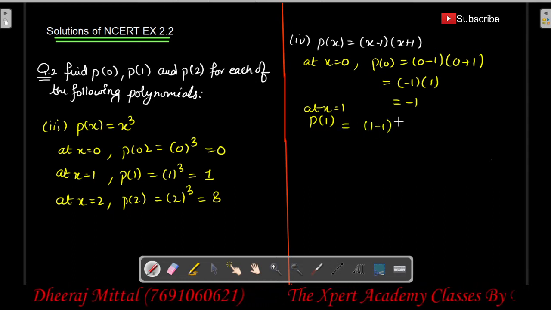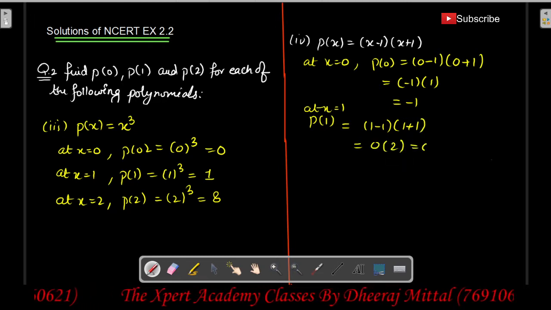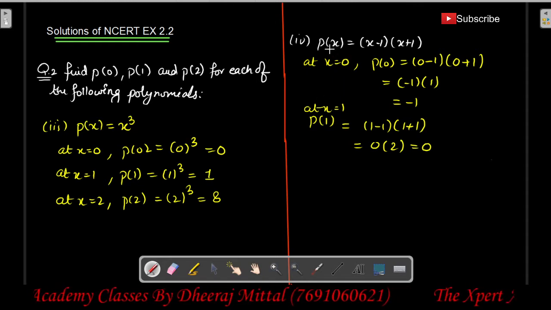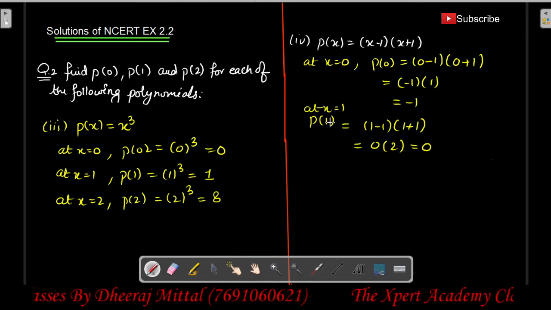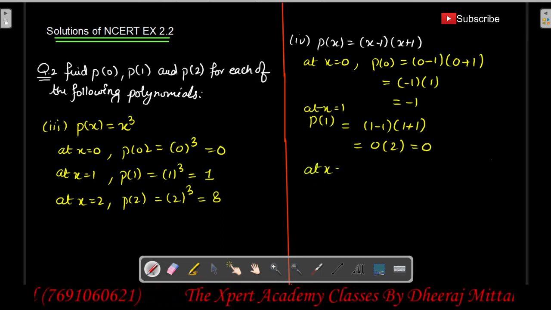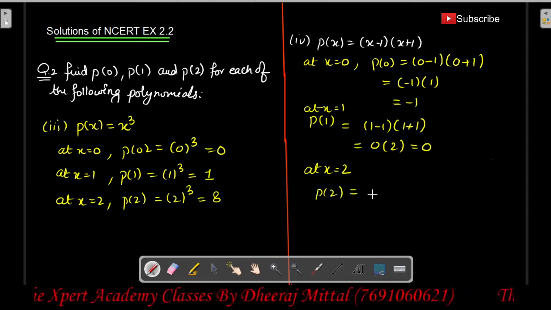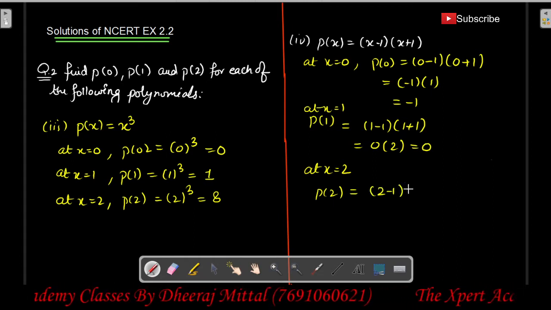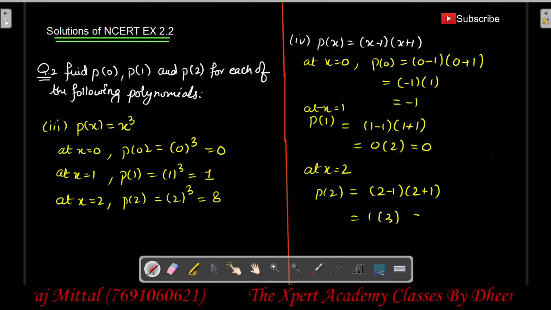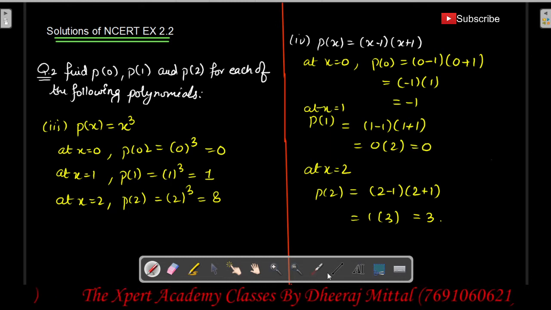(1 minus 1)(1 plus 1), that is equal to 0. आपको बस क्या करना है, यहाँ पर जो वैल्यू दे देगा, जिस वेरिएबल की आपको वैल्यू दे देगा, उस वेरिएबल की जगह वो वैल्यू पुट करनी है और पॉलिनोमियल की वैल्यू आ जाएगी। तो at x is equal to 2, अब हम x 2 पे निकालेंगे तो p(2) क्या आ जाएगा, p(2) is equal to (2 minus 1)(2 plus 1), so it is 1 into 3, so answer will be 3. So this is the solution of question number 2.